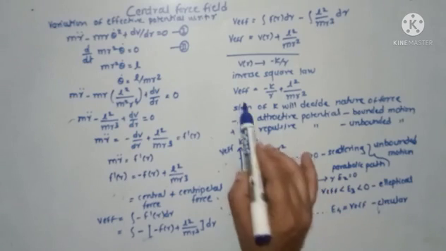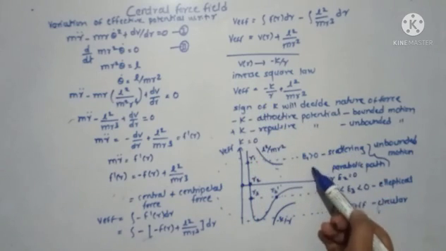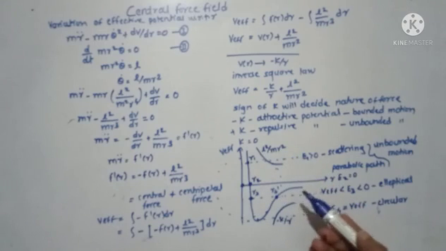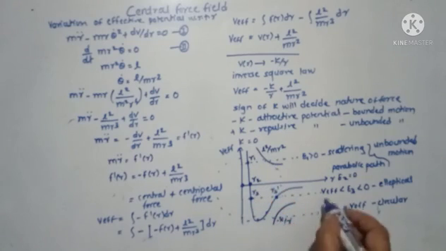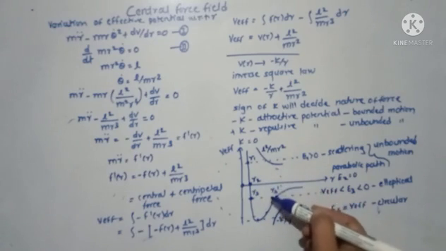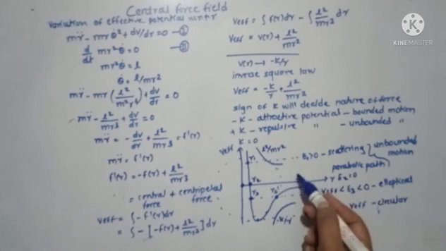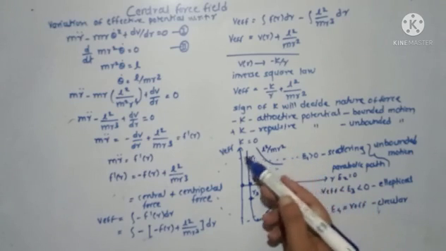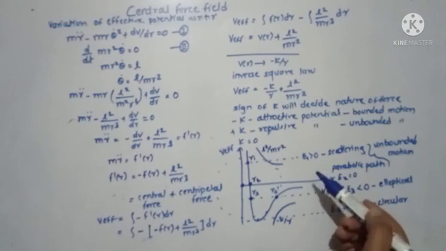So this equation V effective, the sign of k and the energy will decide what kind of motion the particle will perform when it enters the central force field. And this is the diagram which is mostly published on the cover page of classical mechanics, which suggests the importance of this figure, because the central force field plays a crucial role in classical mechanics, and this diagram explains the path of the particle in the central force field.